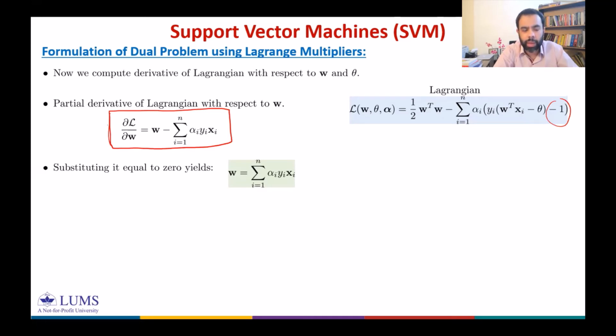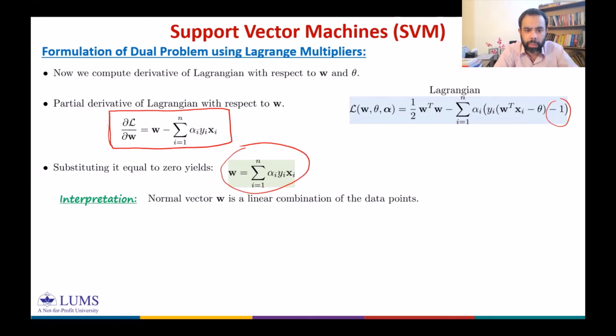And this is a very remarkable result, and we will use it very frequently. How do you interpret this? The normal vector W is a linear combination of the data points. And we will see very shortly that W is a linear combination of the support vectors only. In fact, we do not need all the data points to express W.